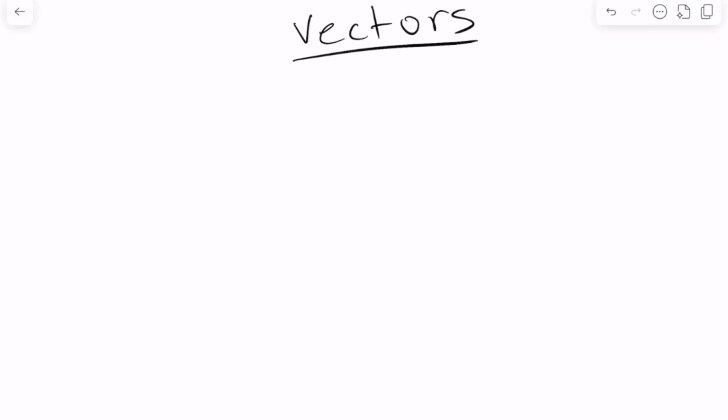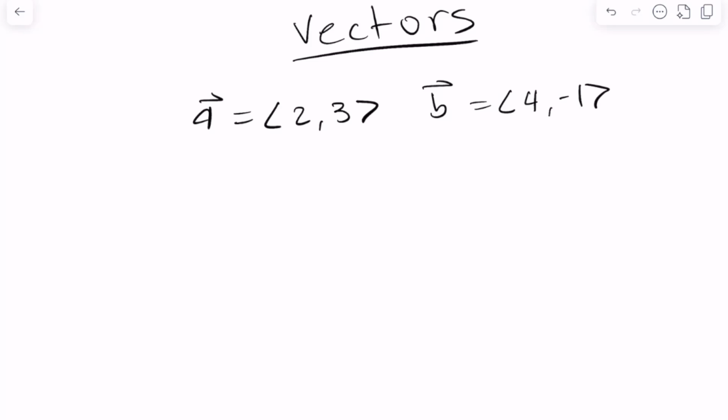So now let's take a look at adding and subtracting vectors. Let's take two example vectors, which is vector A, which is going to be 2 and 3, and vector B, which is going to be 4 and -1. Well, adding them seems pretty straightforward, which it is, and you simply just add your a values. So it would be 2 plus 4 is 6, and then you add your b values, 3 and -1, which is going to be 2.